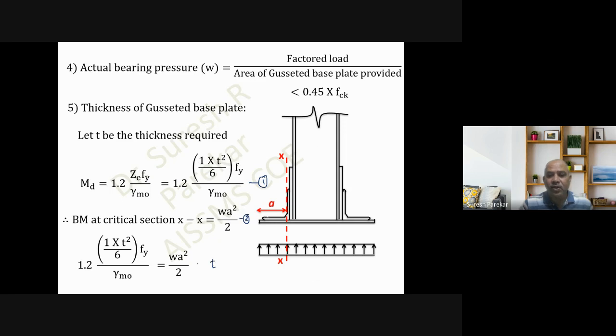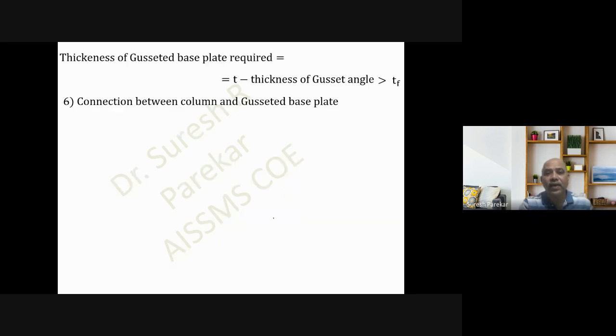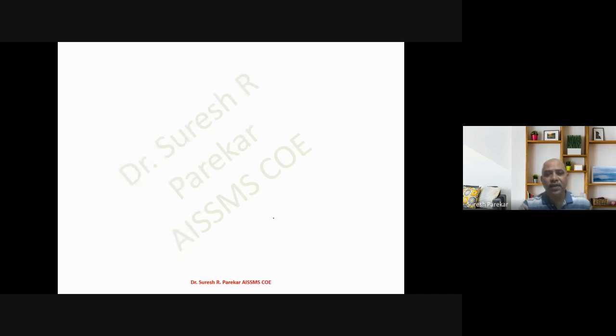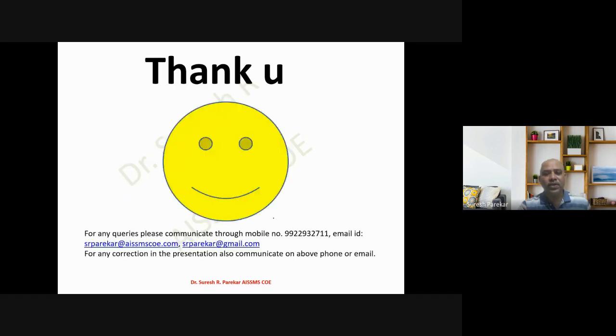And then to get the thickness of this gusseted plate, we have to deduct the thickness of the gusset angle, which we have done over here, and that value should be greater than TF. And then last we have the connection between column and gusseted base plate. Generally a bolted connection is used for this gusseted base plate. So this is all about the steps related to your gusseted base plate and slab base plate. So today we will stop here only. Thank you.